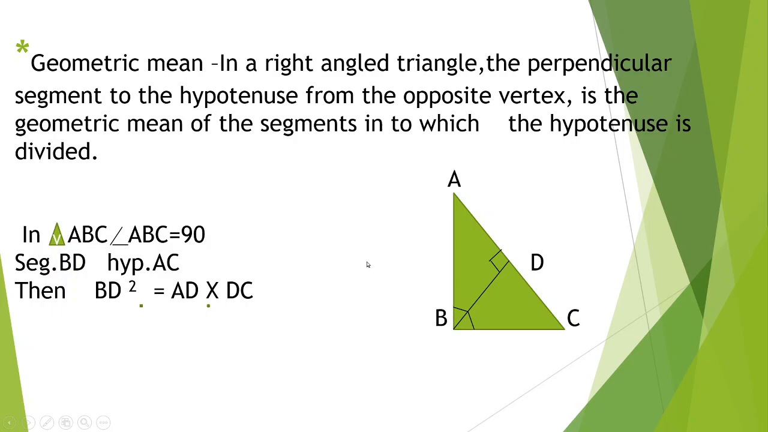Listen carefully. In a right angle triangle, the perpendicular segment to the hypotenuse means if there is any right angle triangle and perpendicular drawn on hypotenuse, this perpendicular segment, see in diagram, ABC is a right angle triangle, BD is perpendicular to hypotenuse. B is 90 degree. From 90 degree angle, B vertex, draw segment BD. BD is a segment perpendicular to hypotenuse AC.